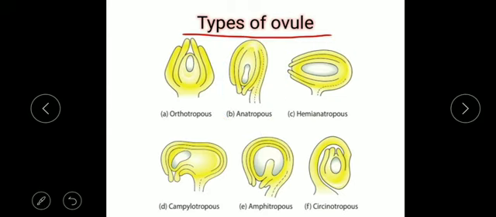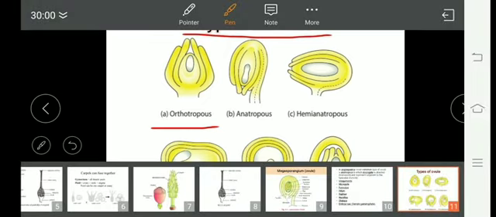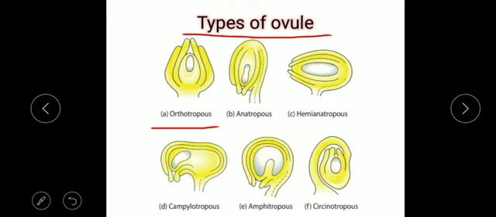Okay, so the types of ovule, when you see the names, it is quite difficult to remember, but you can remember them by a hint. I will just tell you. Orthotropous. You can see orthotropous is like a straight ovule body. Now just see, ortho means what? It is erect or straight.